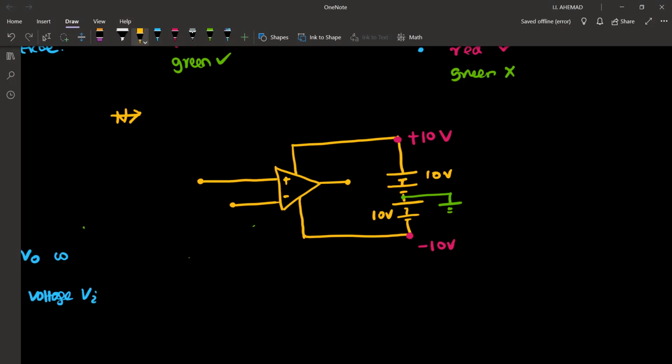And we generally supply a balanced supply. If this is 10, this is minus 10. If this is 15, this is minus 15. We don't give asymmetric values. We keep it symmetric.